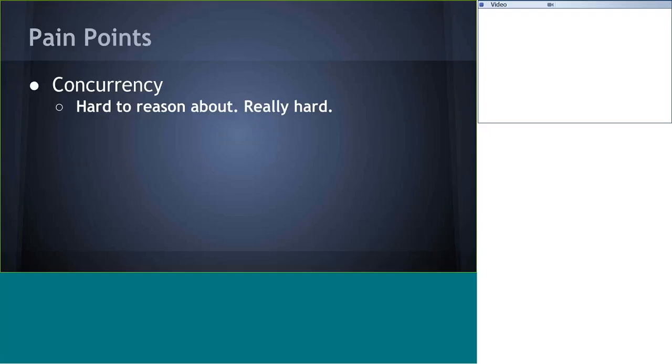So one of the pain points here is that concurrency is really hard to reason about. If you've ever dealt with, I know I've heard about deadlocks and other things that you guys have run into, it's really hard to think about all the different cases and handle them properly.